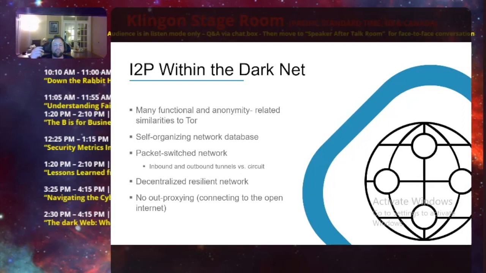Within Tor, if one of our nodes or relays in our circuit went down, we're not going to be able to work. We're going to have to rebuild the circuit. I2P can transparently route around congestion or other network failures and operate multiple redundant pathways, as well as load balance data across other available resources. So it's able to self-heal and route around any type of congestion.